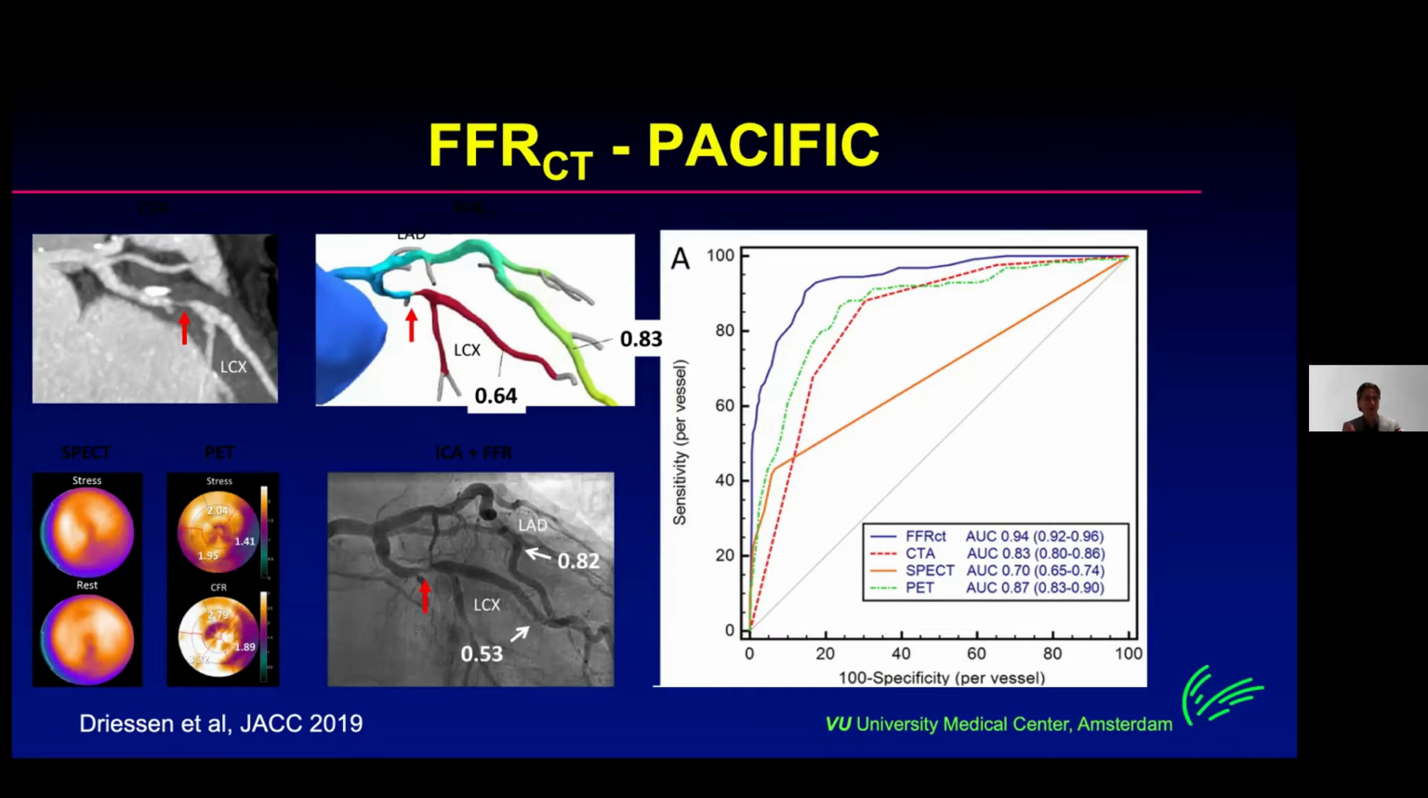So this basically changes the paradigm in which we say, okay, we need to start selecting on pre-test likelihood. No, there's no pre-test likelihood. If you have symptoms and you have somewhere in the intermediate range of coronary disease, you should have a CT first. And if it's positive, you should have it functionally tested by whatever means, in this case, HeartFlow FFRCT, which has the high diagnostic accuracy.